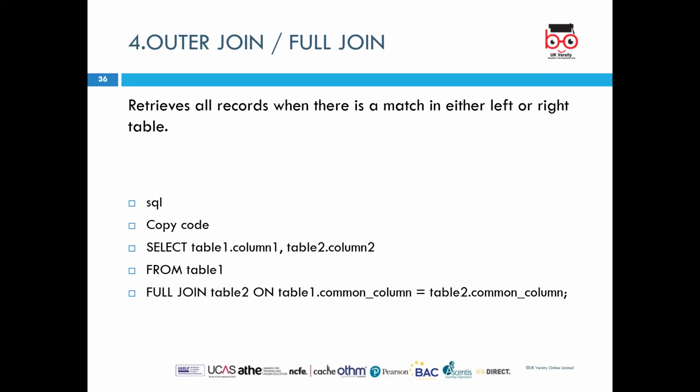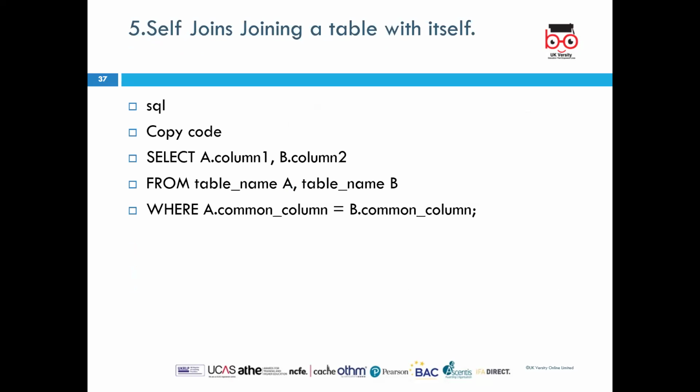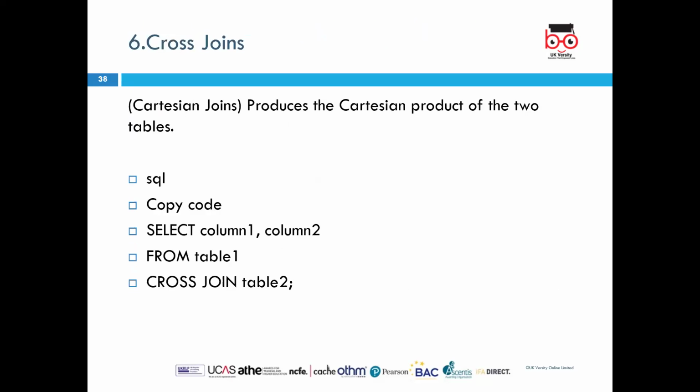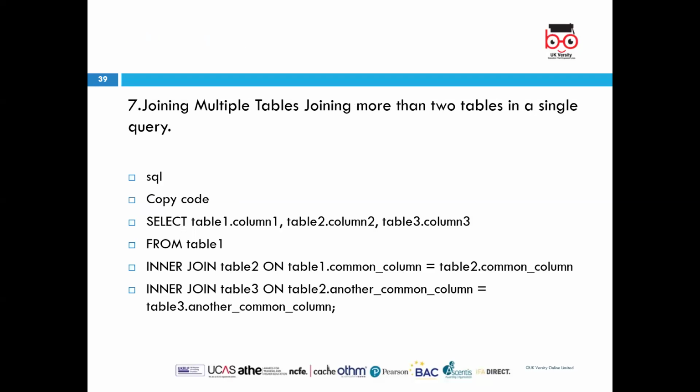Outer join retrieves all records when there is a match in either the left or right table. Cross join, also known as Cartesian join, produces the Cartesian product of two tables. So joining multiple tables means joining more than two tables in a simple query.